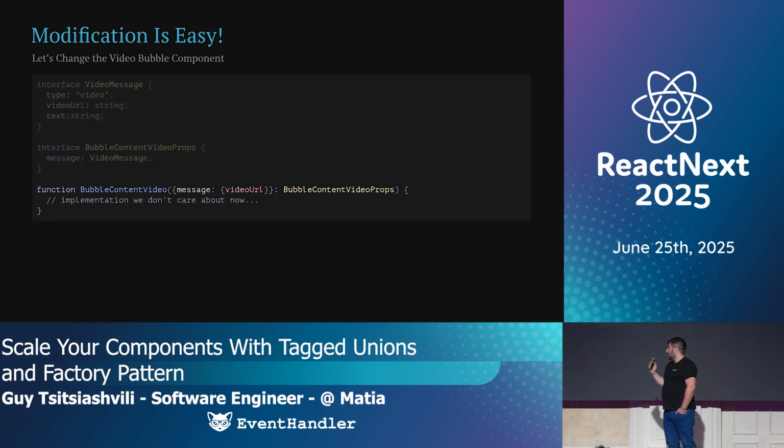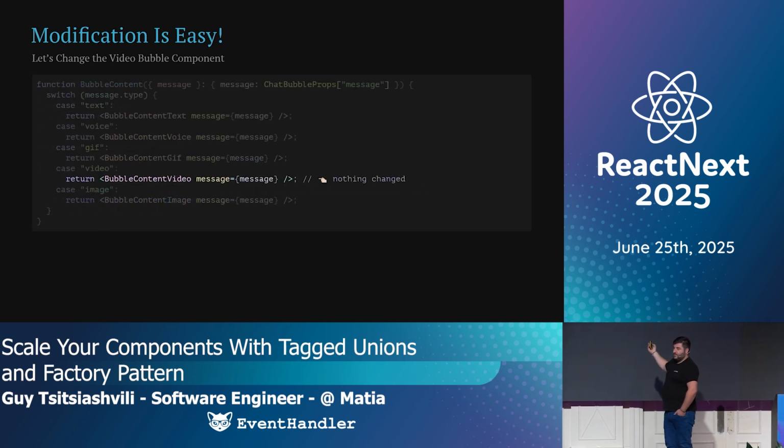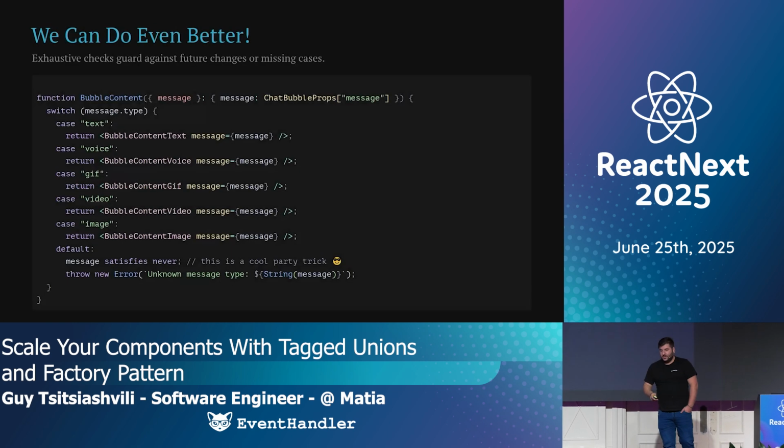I can modify the component of bubble content video. I now also support text in such a way. And let's look at what we need to change in the factory. Nothing, basically, because everything is delegated. So every change in the underlying component, even from the top, is not reflected on this factory. So it's contained. And we can do even better than that.